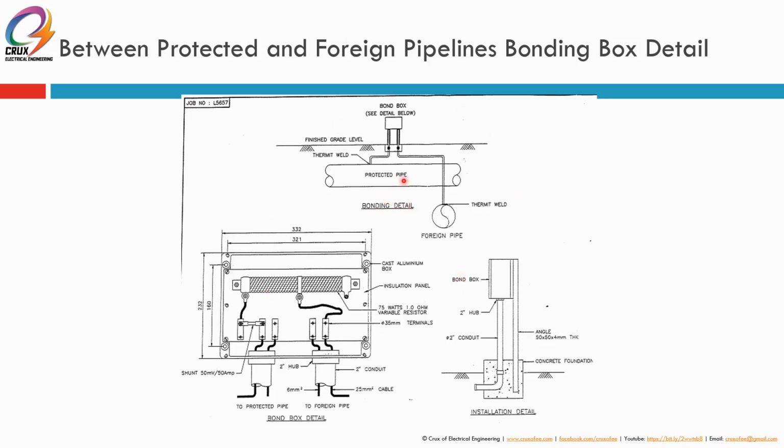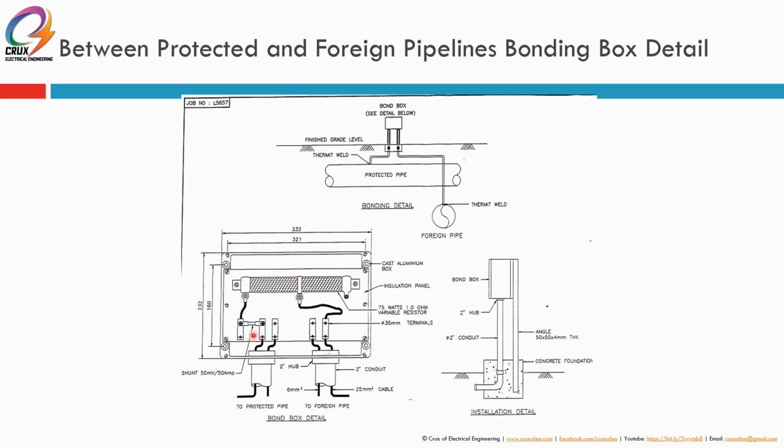So between protected and foreign pipelines, we will use a bonding resistor. It's very simple. You'll have two pipelines connected through thermowell. Then it goes up above ground to a bonding box. Inside the bonding box, we will have a resistor. We call it a bonding resistor. It's normally green or white in color. It's made of mica.